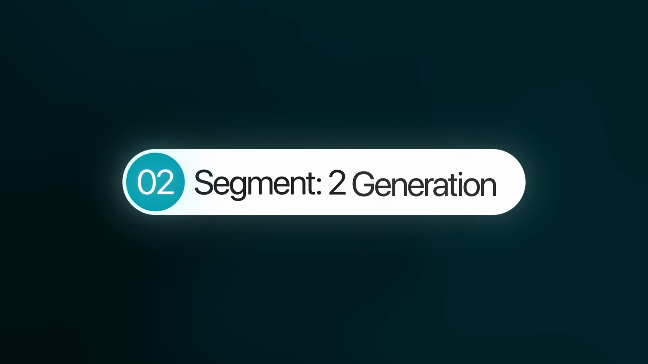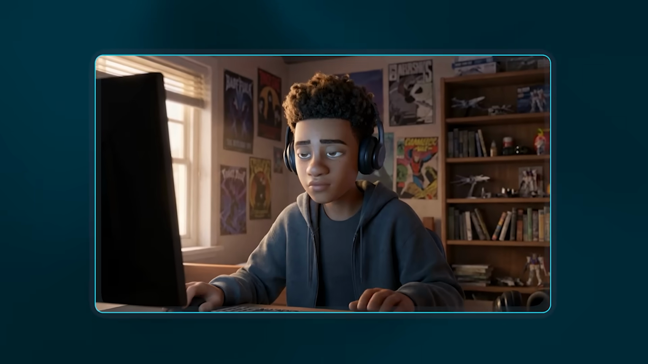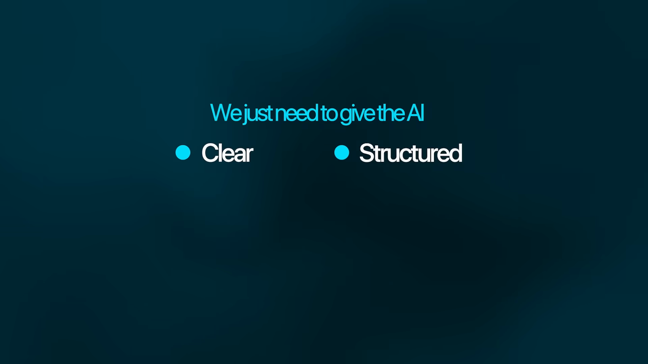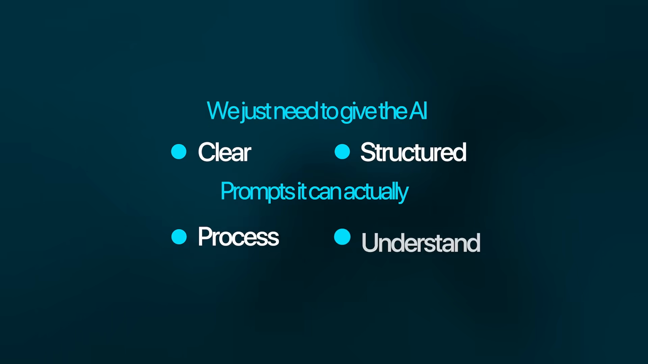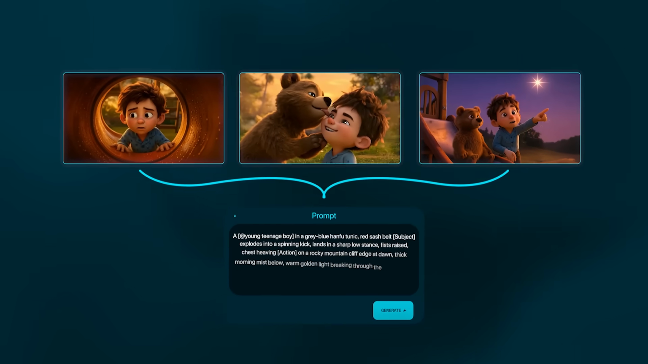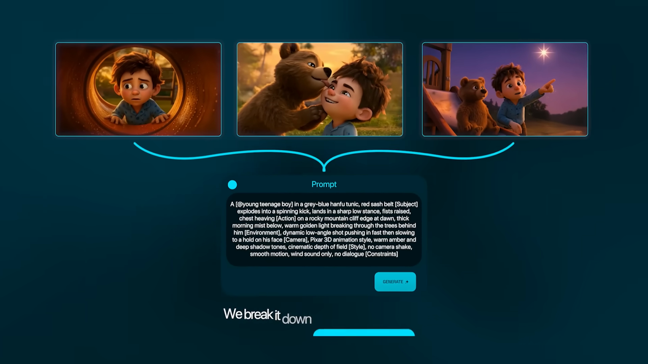And this is where things start to get interesting. Because at the end of the day, the quality of every clip still comes down to how well we prompt. And the good news is that prompting for this is actually way easier than you think. We just need to give the AI clear and structured prompts that it can actually process and understand. The first technique that I like to use for this is called timeline prompting. So instead of cramming all of the actions inside the clip into one big description, we break it down second by second. And to show you what I mean, here's the exact same prompt written in two different ways.